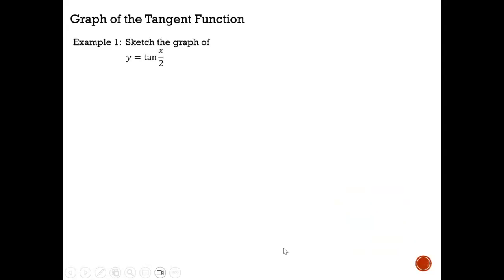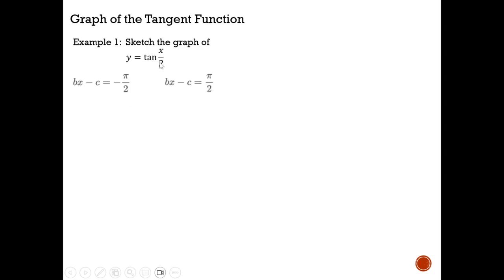Now, let's do an example. Sketch a graph y equals tangent of x divided by 2. So what do we need? We need to find one period, which would be bx minus c equals negative pi over 2, and bx minus c equals pi over 2.